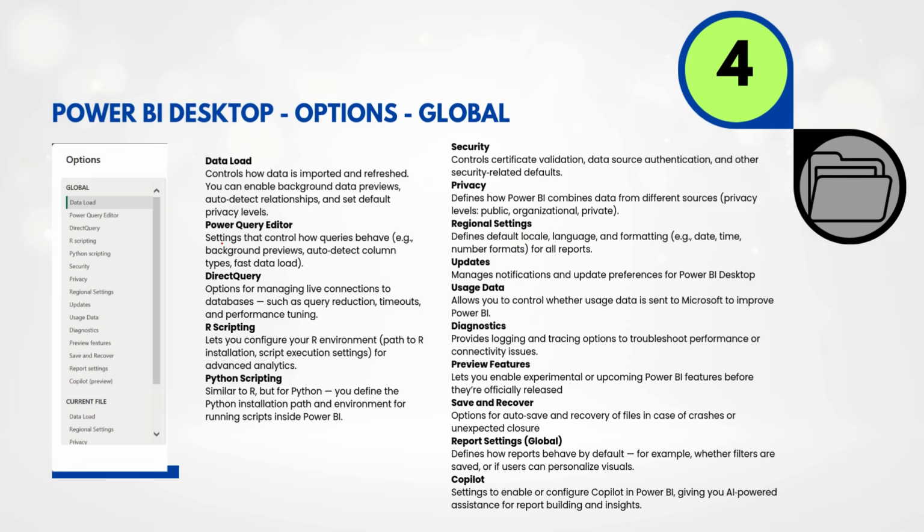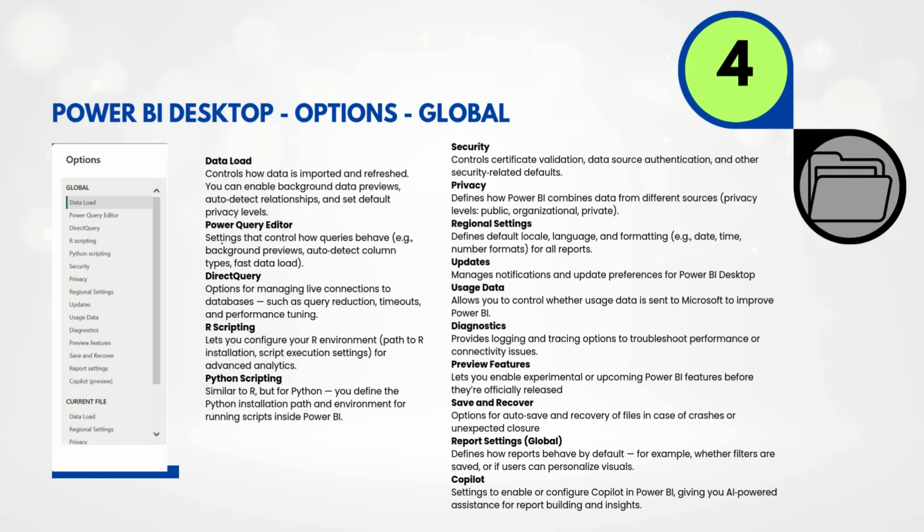Regional settings define your default local language and formatting. This affects how dates, times, and numbers appear across all reports. Updates manage how Power BI Desktop stays current. You can activate automatic update checks, enable auto-install, and choose your update channel. Best practice is to stay on the monthly channel to access new features and fixes.